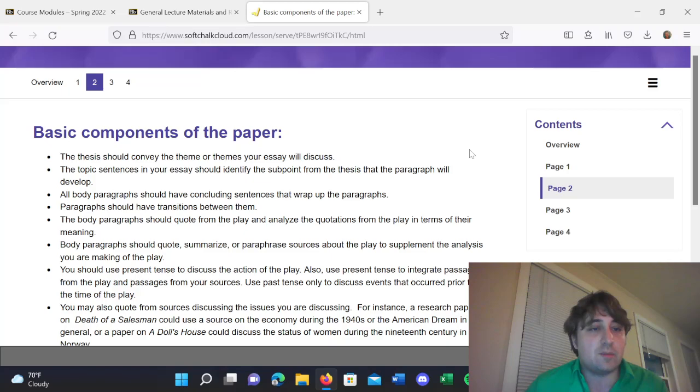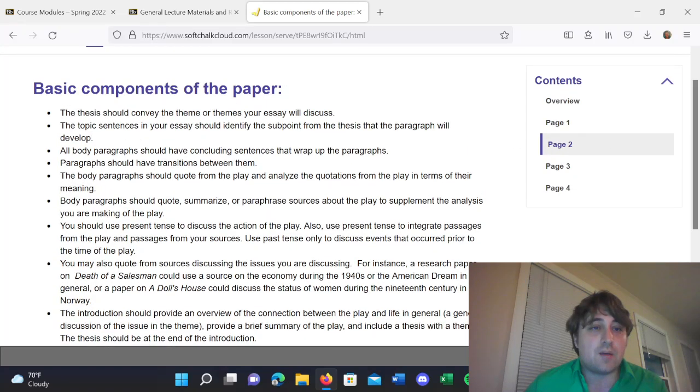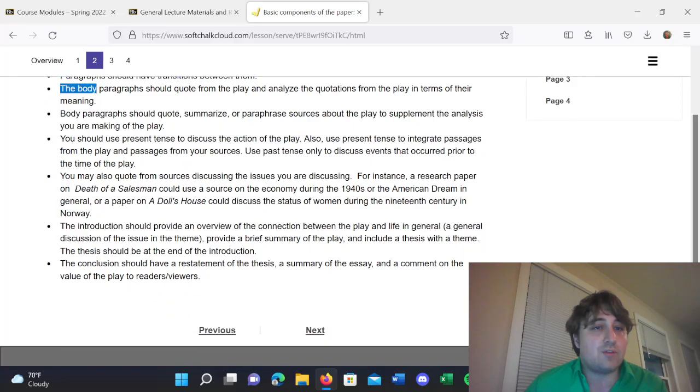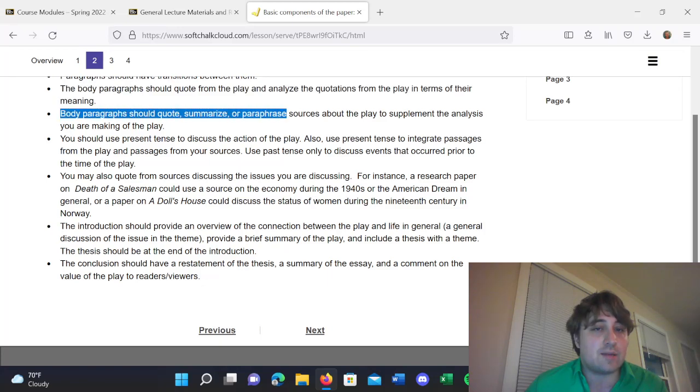So, basic components of the paper. So the thesis should convey the theme that you'll be discussing. The topic sentence should identify subpoints from the thesis. All body paragraphs should have concluding sentences as well. Paragraphs should have transitions. The body paragraphs should quote from the play and analyze the quotations from the play in terms of their meaning. Body paragraphs should quote, summarize, and paraphrase sources about the play. These are secondary sources, right? To supplement the analysis that you're making of the play.